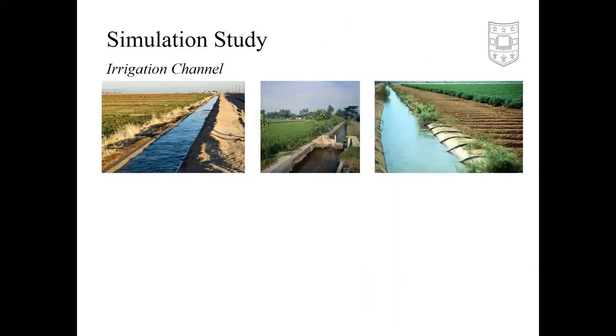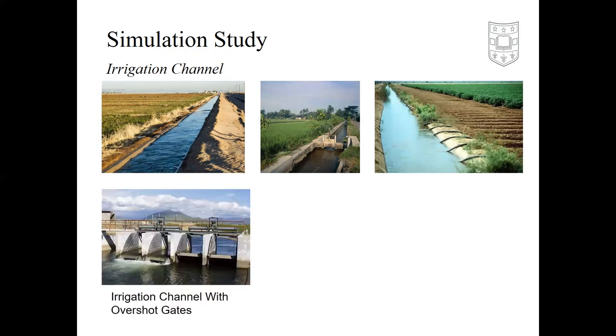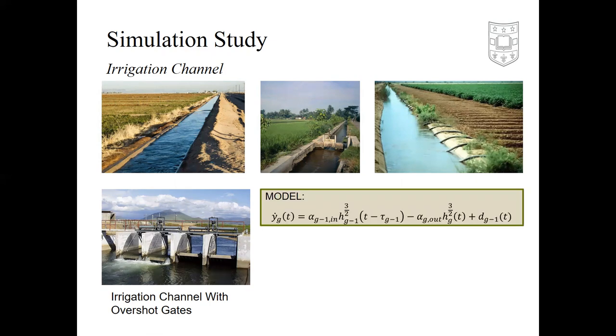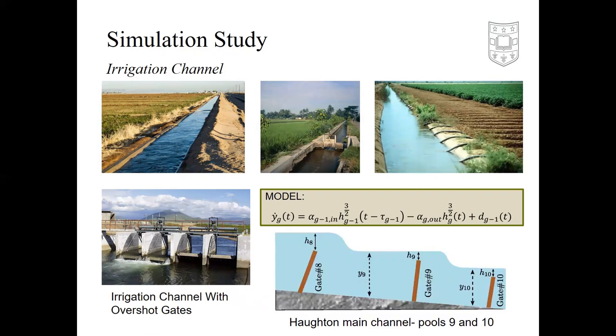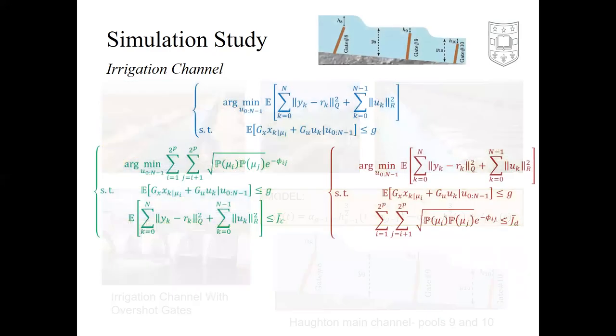We will simulate our method on irrigation channels, and more specifically, we will consider irrigation channels with overshot gates. The model, or let's say the height of the water in pool G, has this dynamical behavior. In order to carry out this simulation, we will use the real data of pools 9 and 10 of Houghton main channel in Texas. We will simulate three possible formulations.